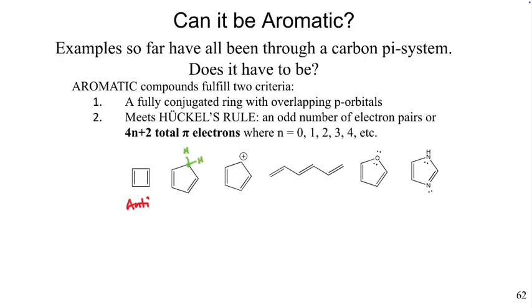It is not anti. That green carbon at the top had no charge, which means there's two implied hydrogens, which means no p orbital, which means that structure is non-aromatic. How about the next one?